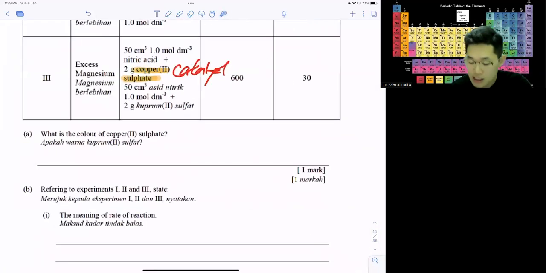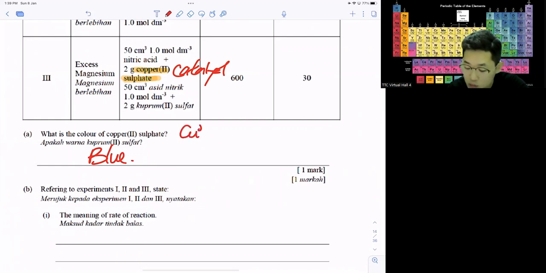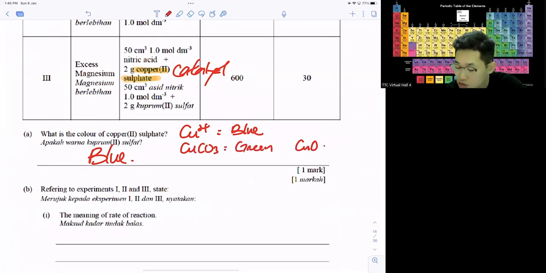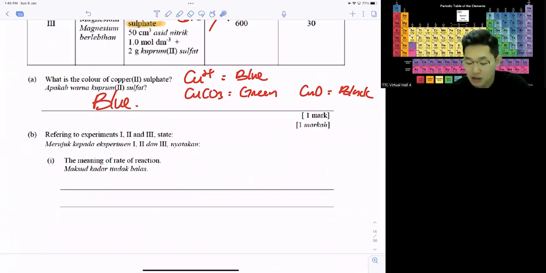So they asked me, what is the color of copper(II) sulfate? Blue. Copper(II) sulfate, Cu2+ salts are blue, except for CuCO3 which is green, and CuO which is black. Okay. Then referring to experiment 1, 2, 3, state the meaning of rate of reaction.